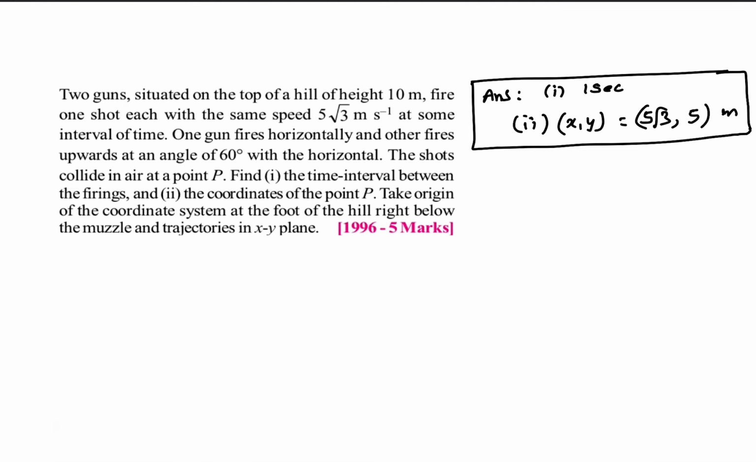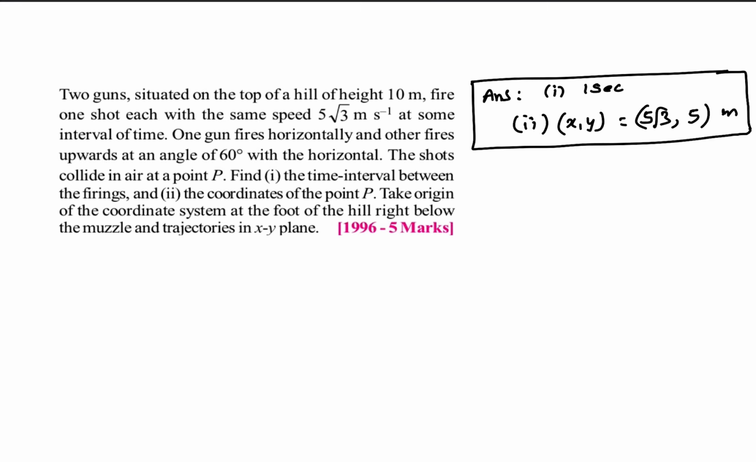Check this: two guns are situated on the top of a hill of height 10 meters. They fire one shot each with the same speed, 5 root 3 meters per second, at some interval of time. One gun fires horizontally and the other fires upward at an angle of 60 degrees with the horizontal. The shots collide in air at P. Find the time interval between the firings.